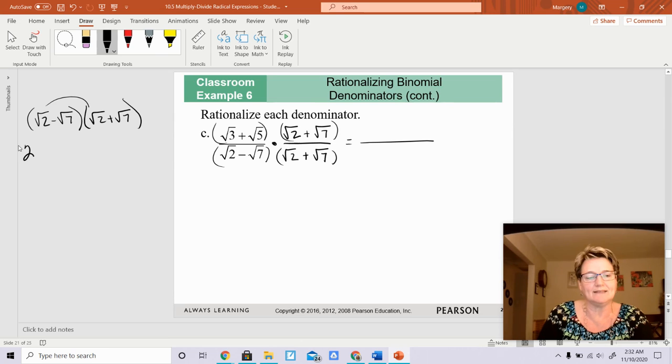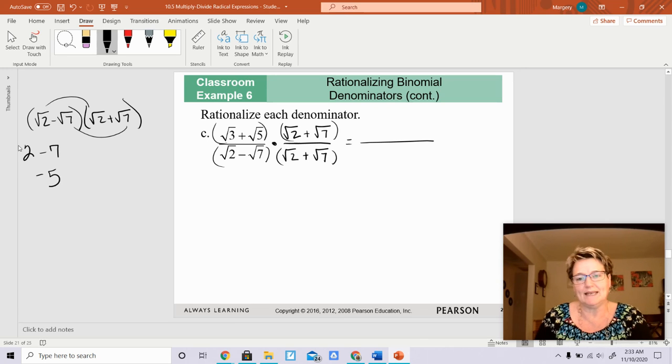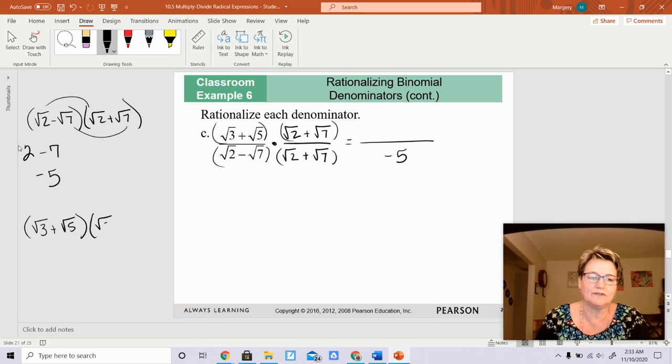The middle terms cancel out. So I'm just going to do the shortcut real fast. That gives you 7. And then you're going to get a negative 5. So we get negative 5 in the bottom. Okay. Now the numerator is going to be a little bit of work. That's the square root of 3 plus the square root of 5 times the square root of 2 plus the square root of 7. I'm going to distribute.